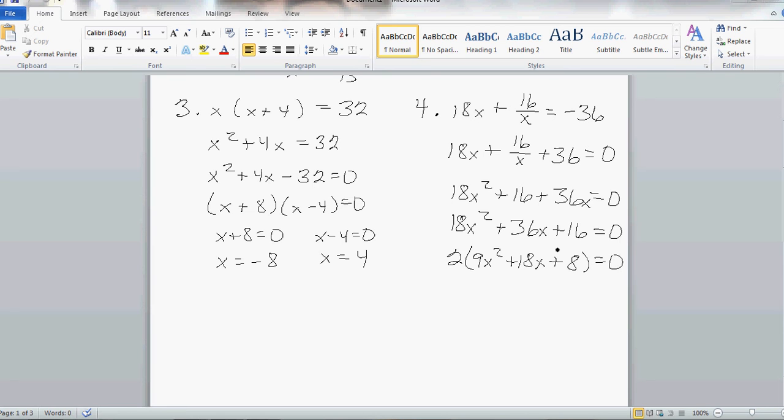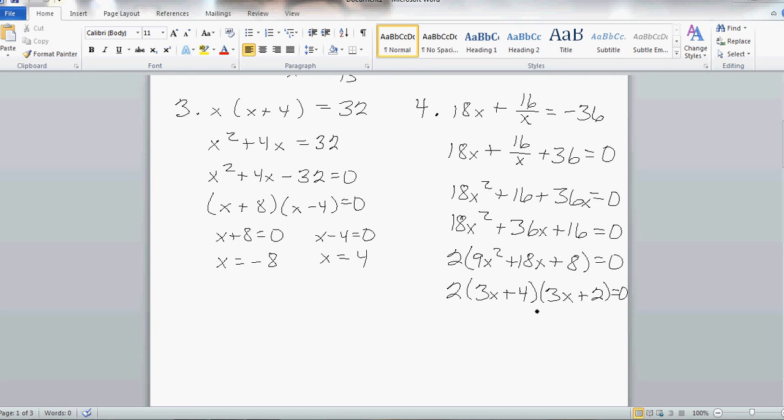Then, this will factor, and if you need a way to factor these types of problems, you are certainly allowed to use the tic-tac-toe method, which is on my website. You can read that, or if you would like, I can go through that process in class as well.